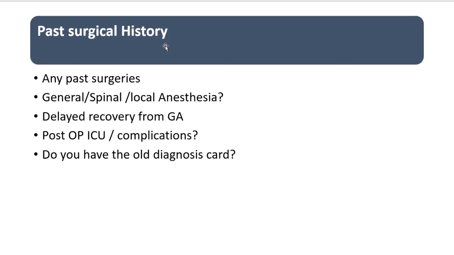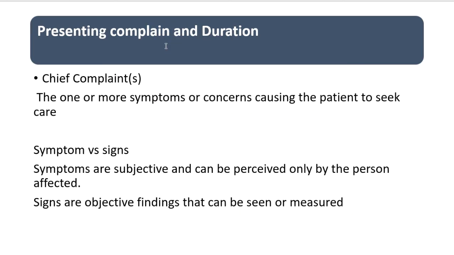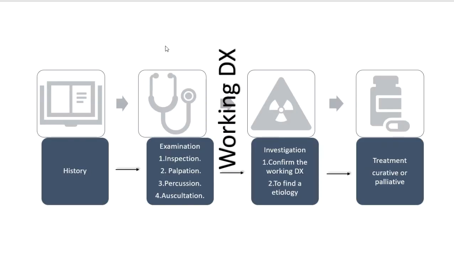Why do you need to produce information? I told you with this slide that from history and examination, you can come to a working diagnosis. If you have information, then you know there is something wrong with this patient, and that this patient might have this disease. I hope you got a clear understanding of the skeleton of history taking.